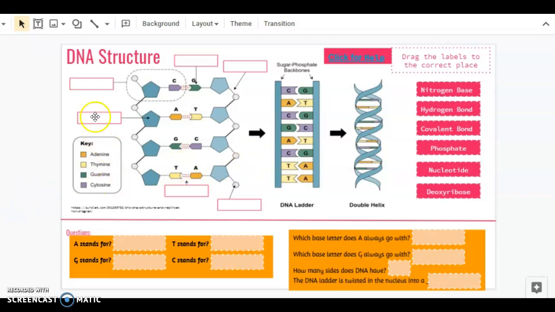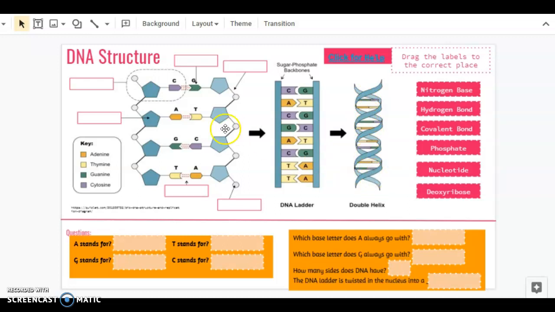Here we have a diagram of DNA's structure. We looked at this before. DNA's structure can be described in a couple of ways. We can describe its individual parts, we can describe its shape when it is unwound, and we can describe its shape as it would exist in the cell as a double helix.